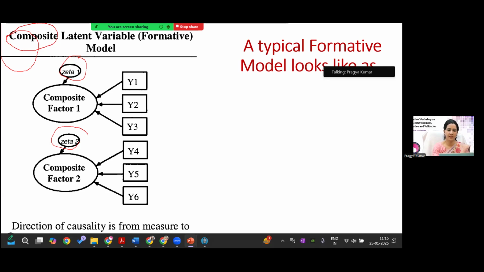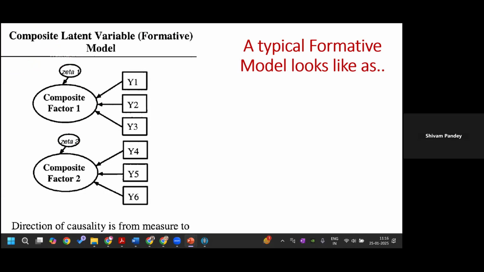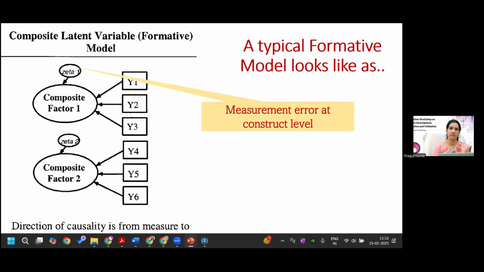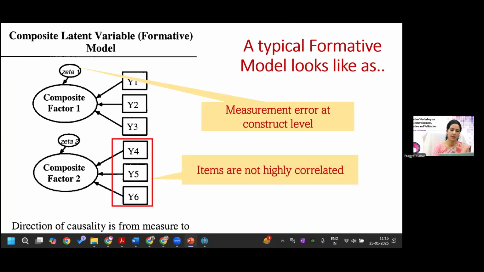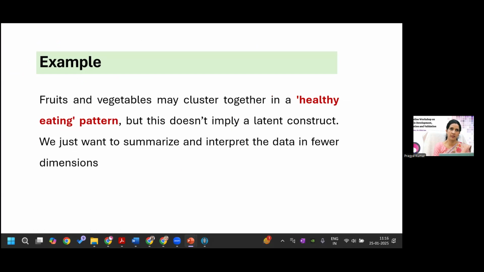So this is a formative model. We know that. Here the measurement error is at the construct level. We know that. And all these items may or may not be highly correlated with each other. So the example in the paper which we have shared, the fruits and vegetables, may cluster together in a healthy eating pattern.